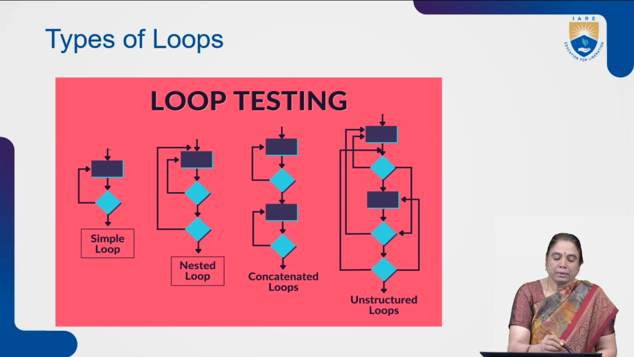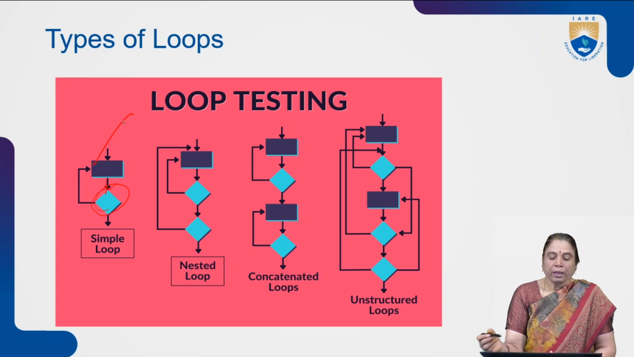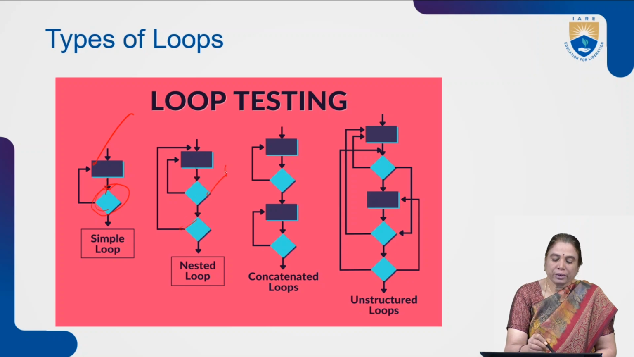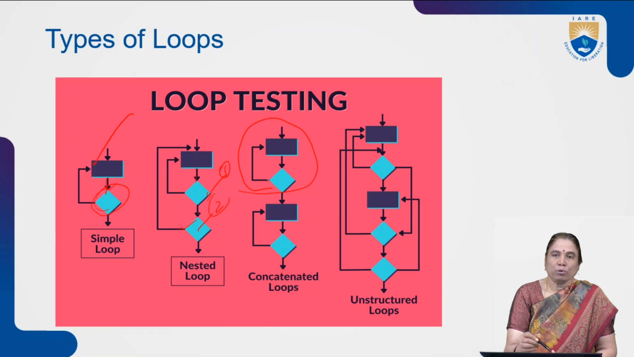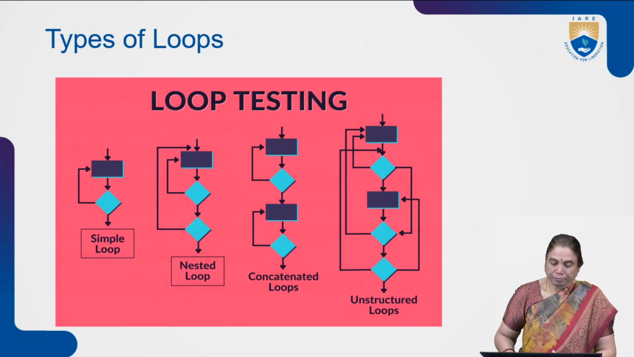In the simple loop, the loop structure can be checked and this path is repeatedly executed until the given condition is true. In the case of a nested loop, within a loop, one more loop is initiated. Those loops are called nested loops. Concatenated loops are where after completion of one loop, immediately the next loop is started. For unstructured loops, we cannot predict the program flow. These are called unstructured loops.